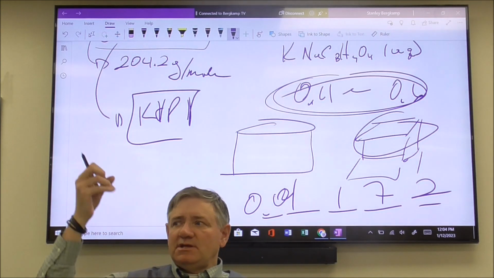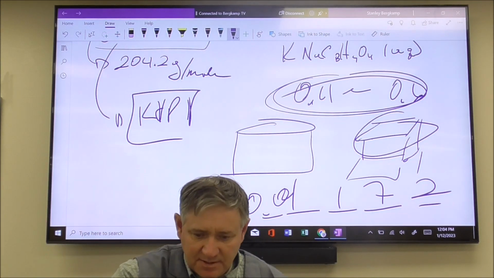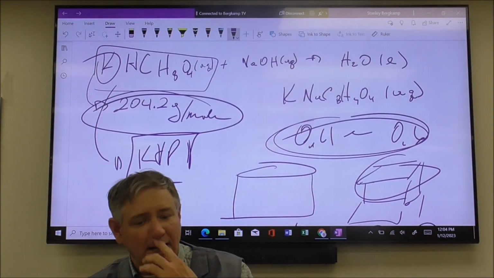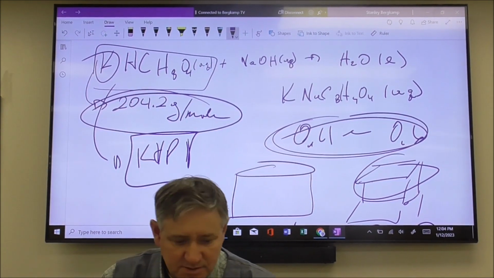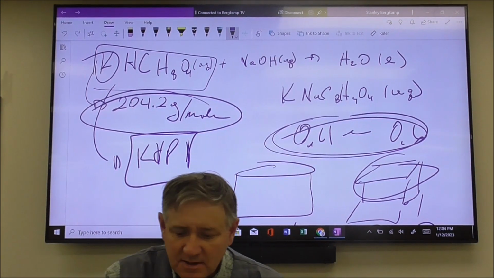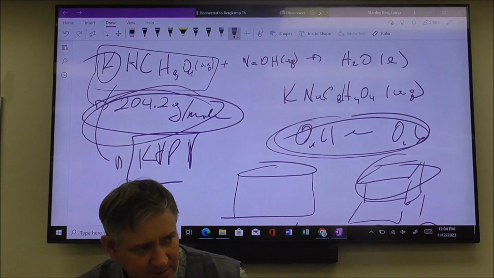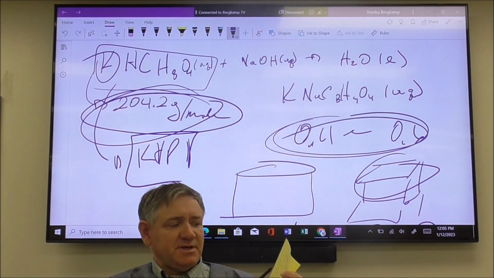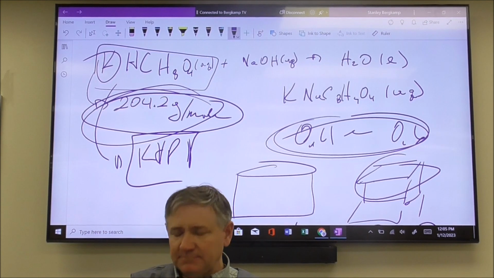The next thing you need to know is the moles of KHP. So the molar mass of KHP, to save you all some time, is 204.2. Okay, so write that down somewhere so that you remember that. So the molar mass of KHP is 204.2. So you're going to have the mass of KHP, you're going to have the moles of KHP.